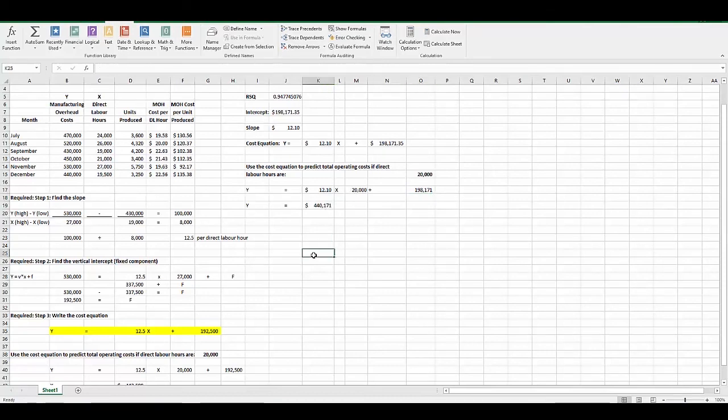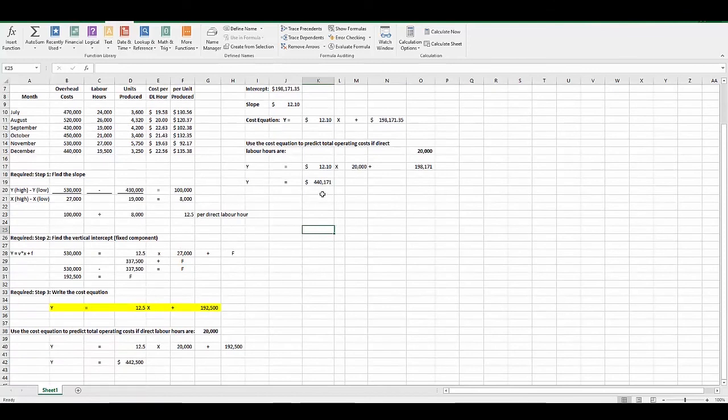441,710. So just to compare, under the high-low method we calculated the cost to be 442,500. So again, not hugely different, but certainly this one is more accurate. The R-square method is more accurate than the high-low method.